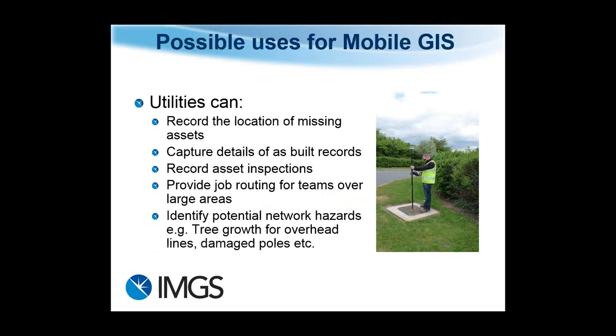So some of the possible uses for Mobile GIS: well, for a utility organization, they can record the location of missing assets. They can capture the details of as-built records. They can also record asset inspections to see the condition and the quality of the assets. And they can provide job routing for teams over large areas. And they can also identify potential network hazards, for example, tree growth for overhead lines, damaged poles, or whatever.